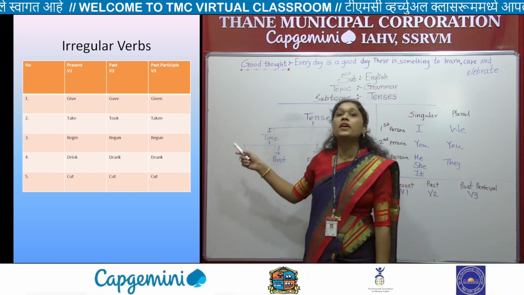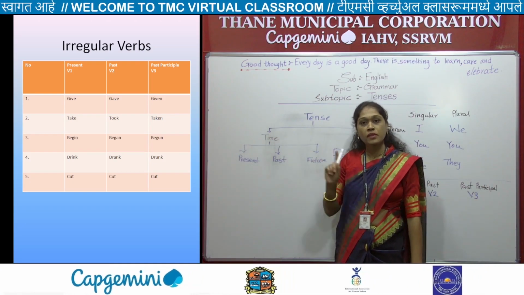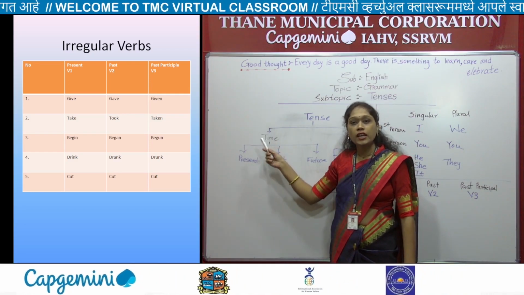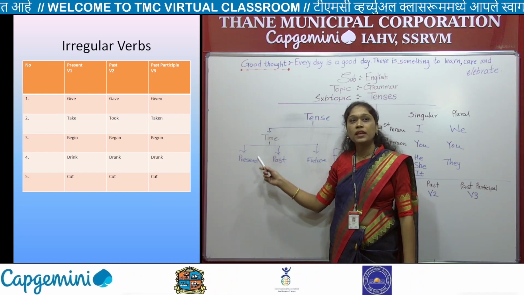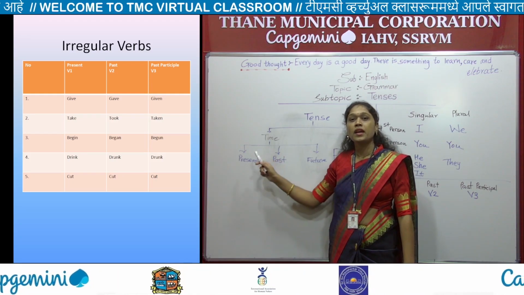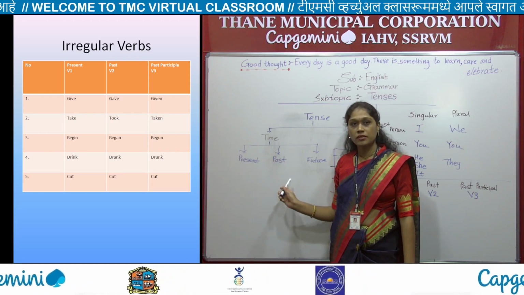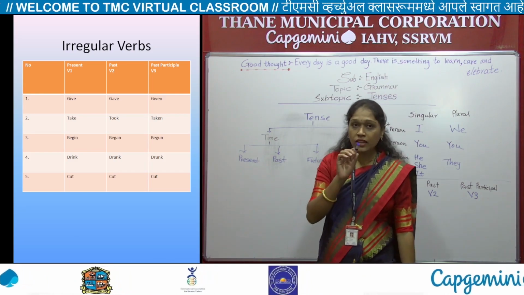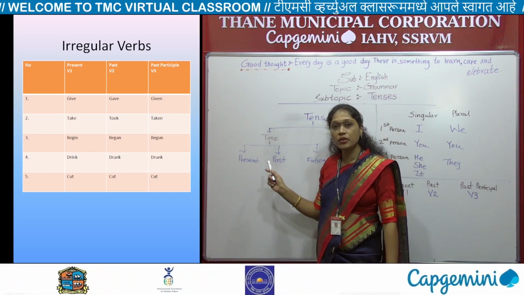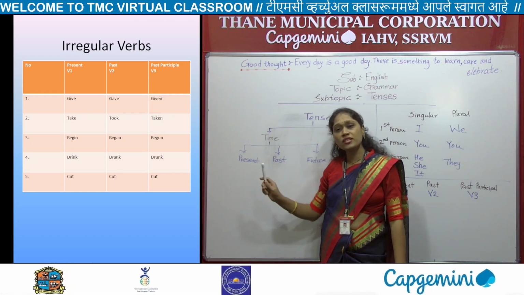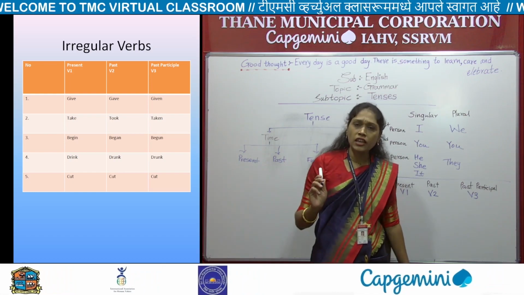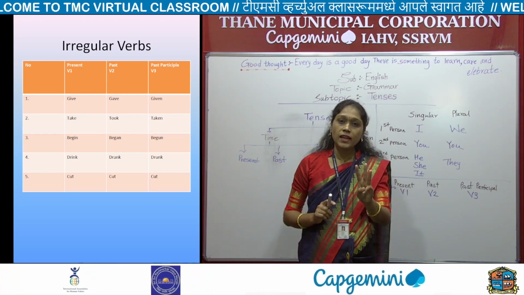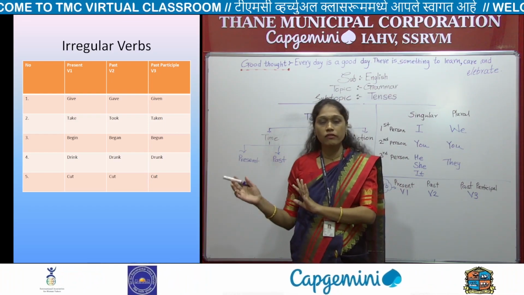See in this slide, give, gave, given. All three forms of the verb give are different. Take, took, taken. Begin, began, begun. Drink, drank, drunk. Cut, cut, cut. See, in the last example, cut, cut, cut, all three forms are same. Then is it a regular verb? No. When all three forms are same, that time also it is an irregular verb.